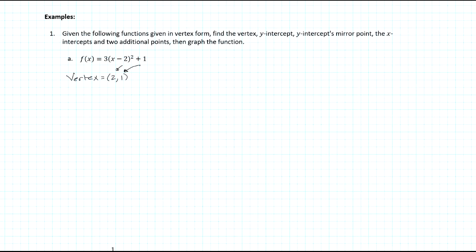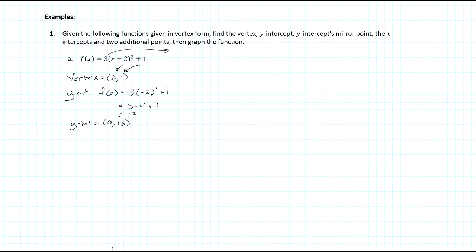And then we want to find the y-intercept and its mirror. So the y-intercept, we're going to plug 0 in for x. So we'll get 3 times negative 2 squared plus 1. Work through this. This is 3 times a positive 4. That square cancels that negative out. We'll add the 1 after that, so this will be 13 total. 3 times 4 is 12, plus 1 is 13. So our y-intercept is the point 0, 13.